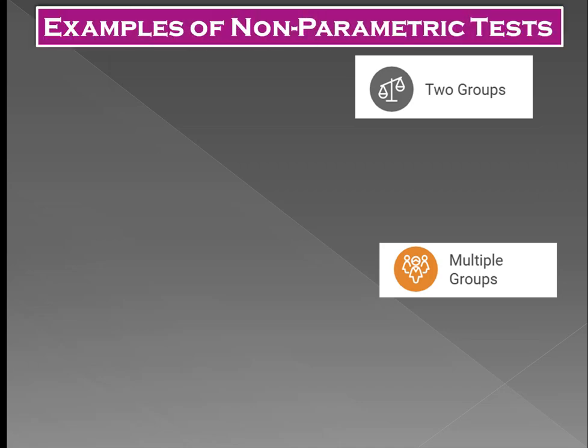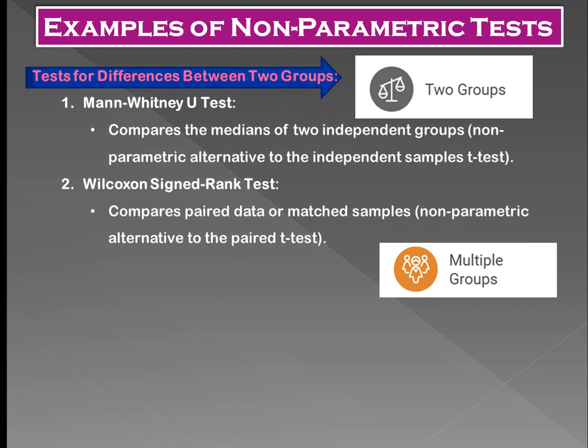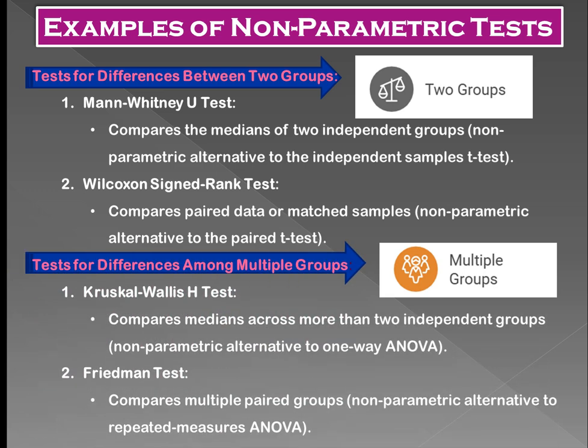Examples of non-parametric tests. 1. Tests for differences between two groups. Mann-Whitney U-test. Compares the medians of two independent groups, non-parametric alternative to the independent samples t-test. Wilcoxon signed rank test. Compares paired data or matched samples, non-parametric alternative to the paired t-test. 2. Tests for differences among multiple groups. Kruskal-Wallis H-test. Compares medians across more than two independent groups, non-parametric alternative to one-way ANOVA. Friedman test. Compares multiple paired groups, non-parametric alternative to repeated measures ANOVA.